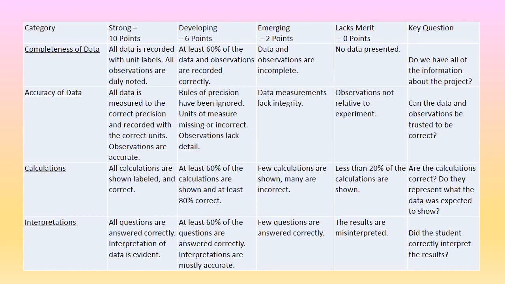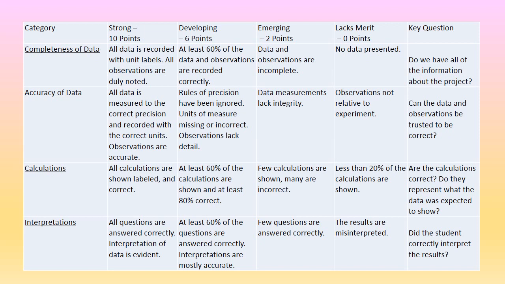So this is a really important section. It's worth 40 out of 100 points. It's important that you do well. So completeness of data, I'm just going to go through the 10 points category. All data is recorded with unit labels. That just means you have your units written down. All observations are duly noted. That just means that you wrote down what you saw with detail.